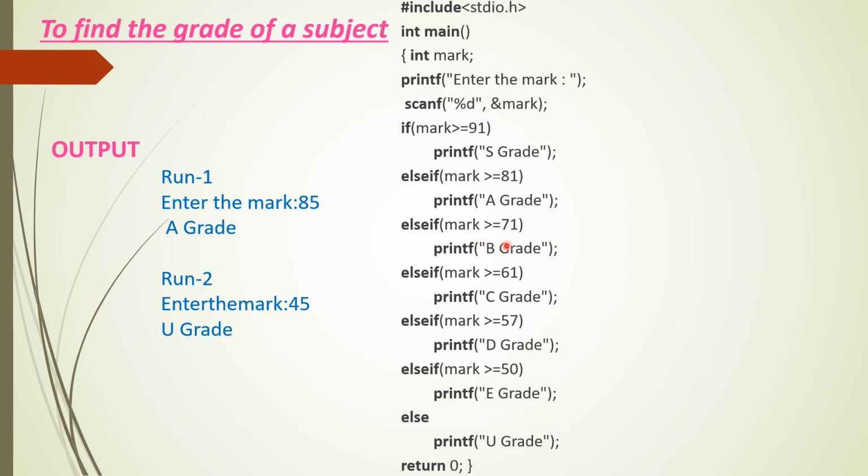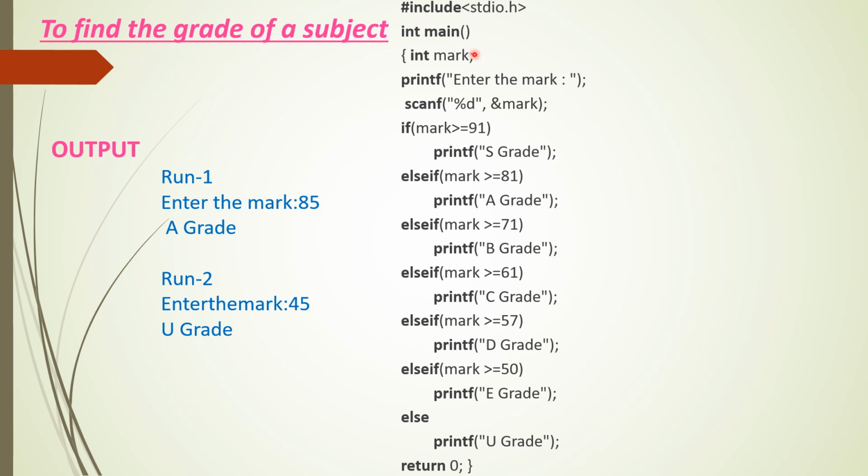If it is greater than or equal to 71, then it becomes B. Likewise, for greater than or equal to 61 it is C, greater than or equal to 57 is D, and greater than or equal to 50 is E, and if it is less than 50, obviously the grade is U, which means fail. So these are the different ranges of grades. The grades range from S to E and also U, which represents the fail.